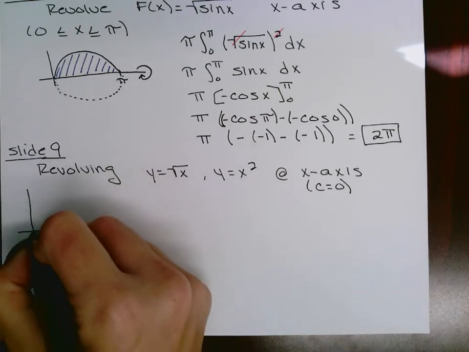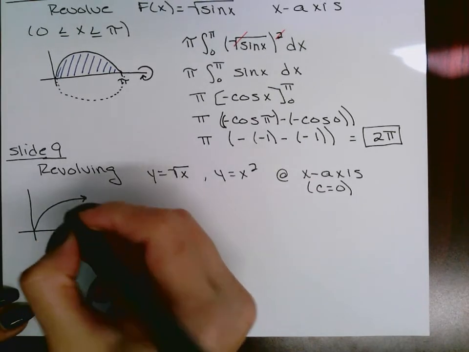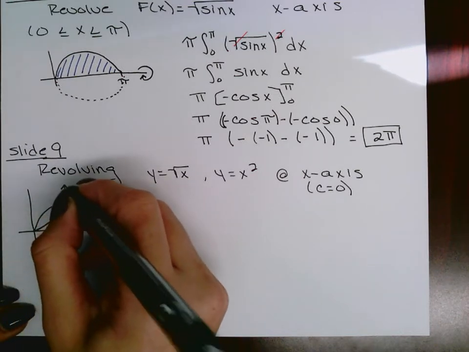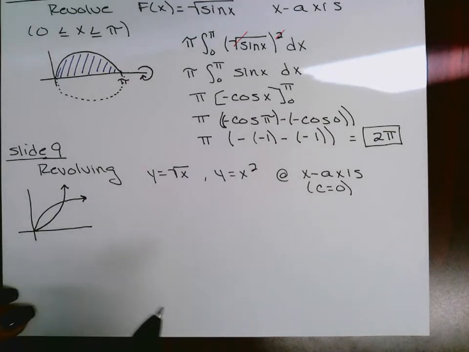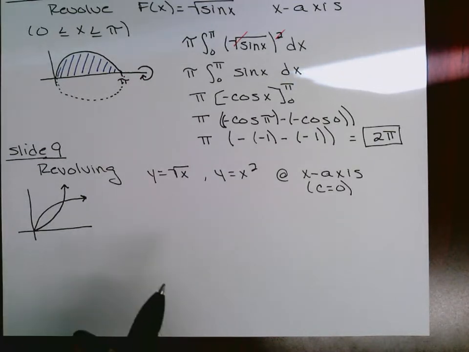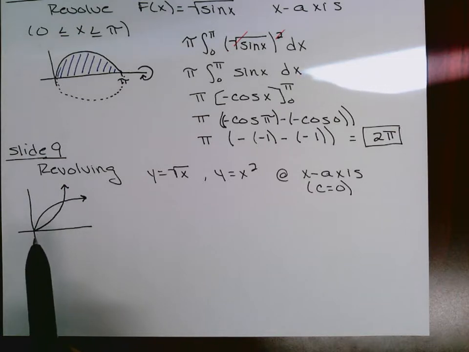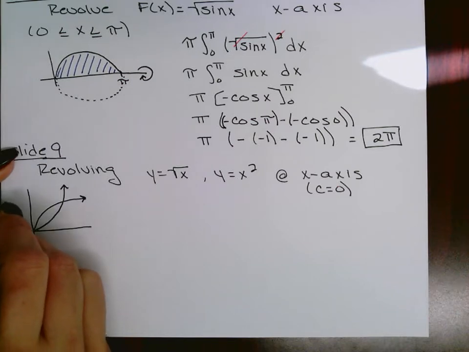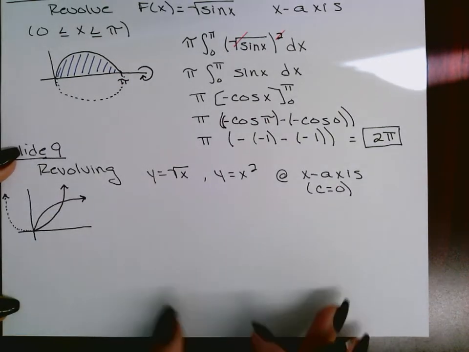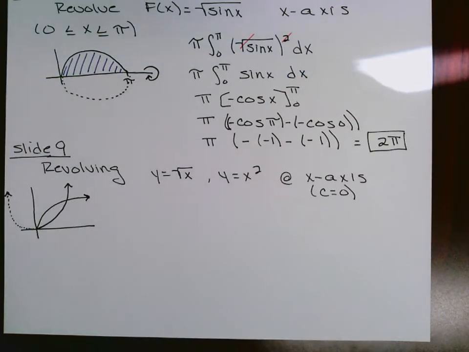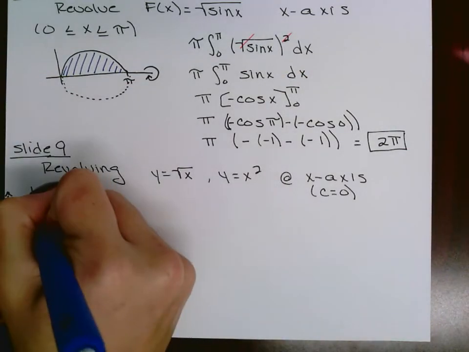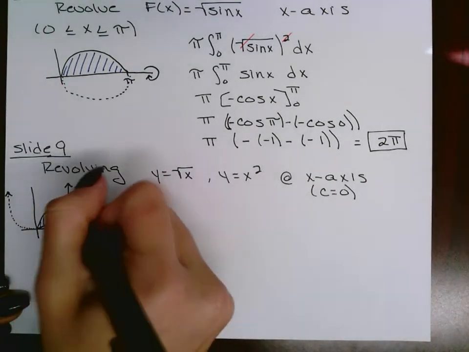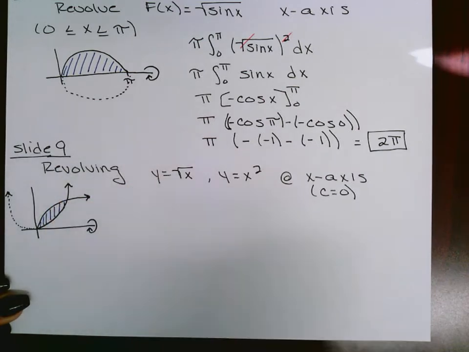So remember, square root is like the little teapot arm. And x squared is like the parabola. Okay? Now, I know the parabola goes further, but it's very important to catch, just like when we were talking about area, where they intersect. So yes, the parabola does keep going up here. But I only care about the portion that intersects. So it's this section. And they said to rotate around the x-axis.